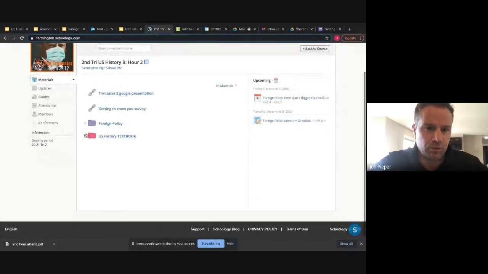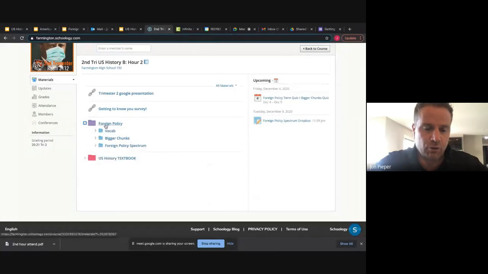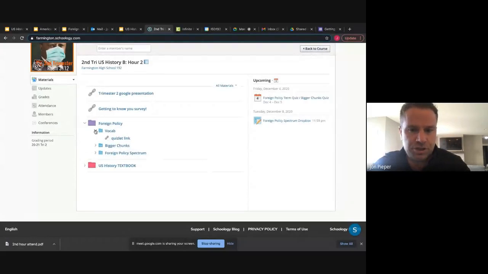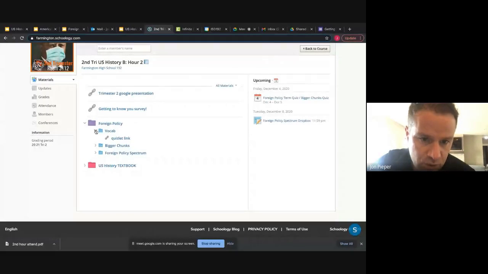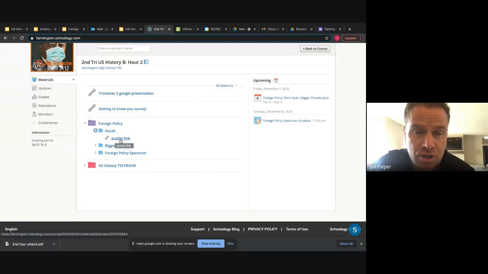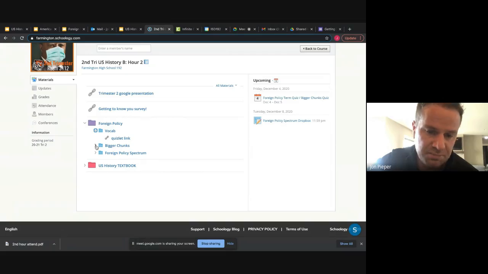The first folder that you should see open there is the foreign policy folder. Okay, and one of the things I want you to do today and before next week is study up on these terms right here on Quizlet. There are about 20 or so little terms that you're going to want to study up on, because that is going to be the first term quiz that we take in the last part of the week.